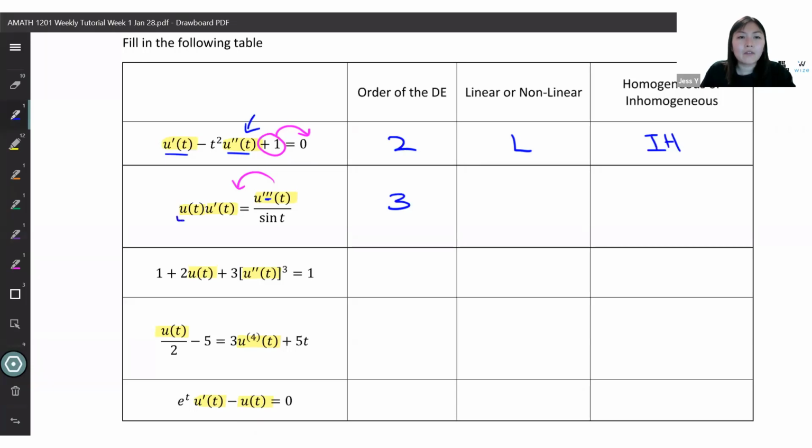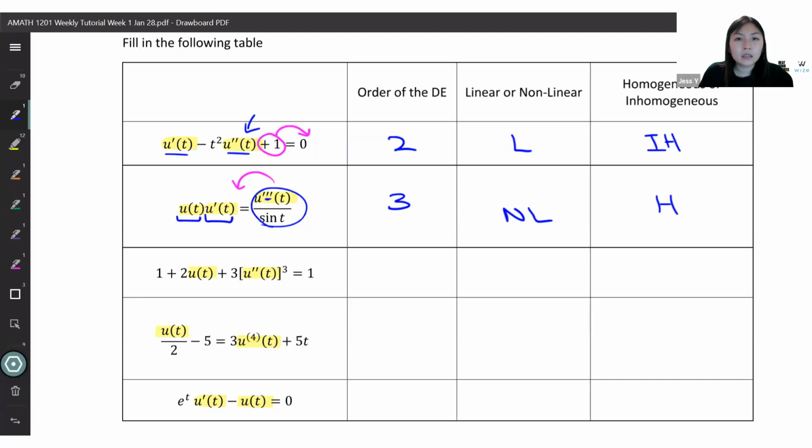This one, I have a product of U and U prime. So this one's non-linear. Remember, for linear, they have to be by themselves to the exponent of 1. They could be multiplied by t's or x's, but no dependent variable. So here, they're being multiplied, so it's nonlinear. This one, if I move this term that has a u over to the left, I will have a 0 on the right. So this one is homogeneous. Okay.